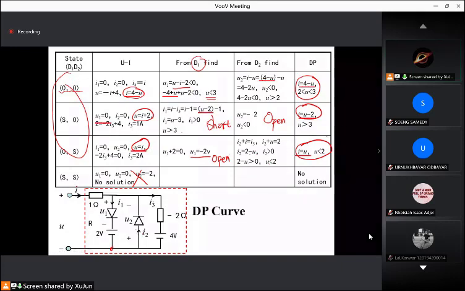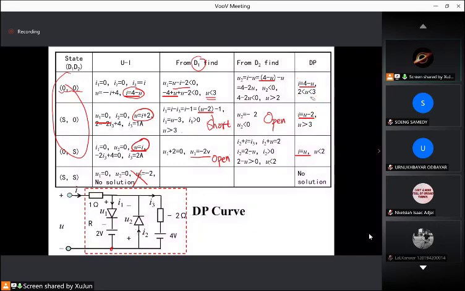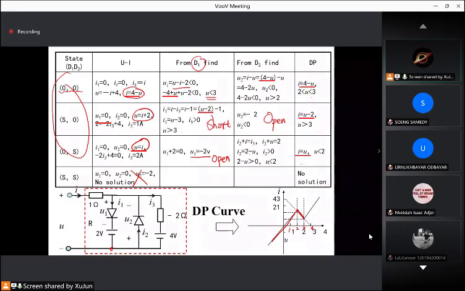So from these three cases, we can draw the Q. Sorry, this is 1, this is 2, this is 3, this is 4. When U is less than 2, I equal to U. From 2 to 3 is 4 minus U. When U is larger than 3, it's U minus 2. So we draw the graph of this nonlinear circuit.